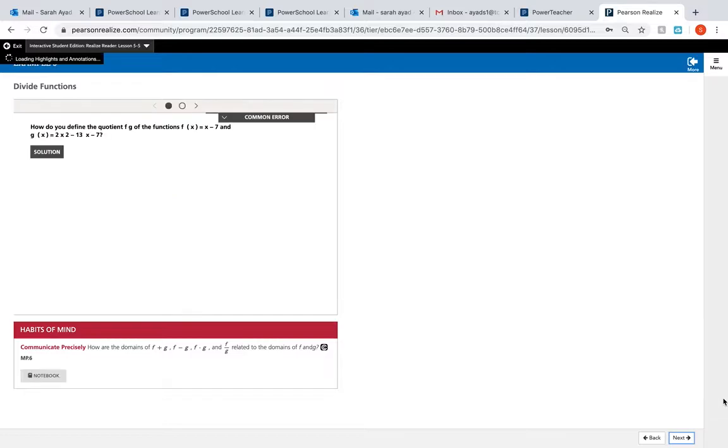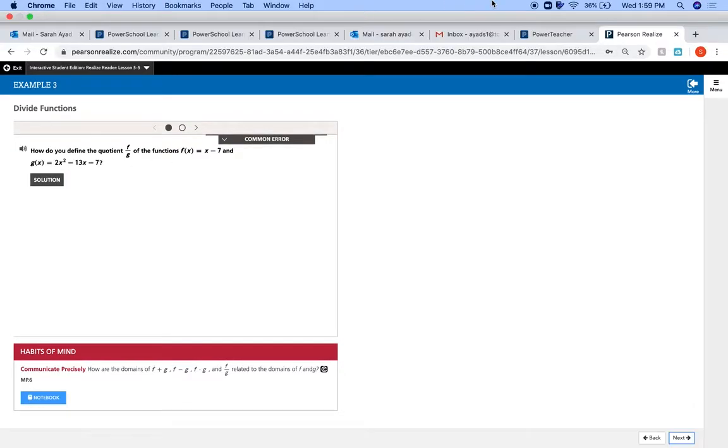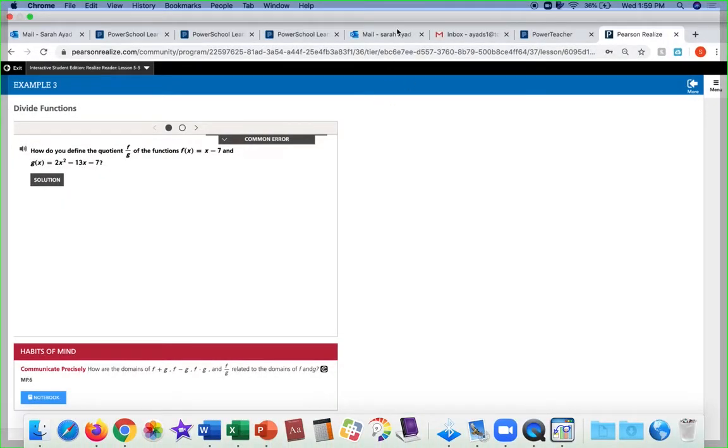All right. Let's take a look at example 3. So here in example 3, it's asking us how do we define the quotient f divided by g given the function f of x is equal to x minus 7 and g of x is equal to 2x squared minus 13x minus 7. So now I'm dividing. I'm pretty sure we all learned how to divide in the last chapter. So we have f divided by g, so that's x minus 7 divided by 2x squared minus 13x minus 7.